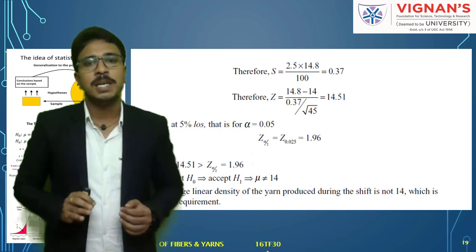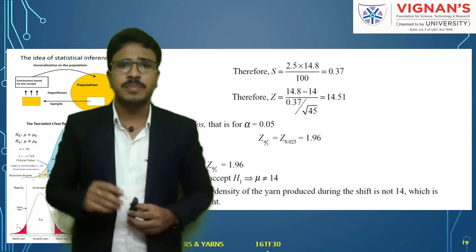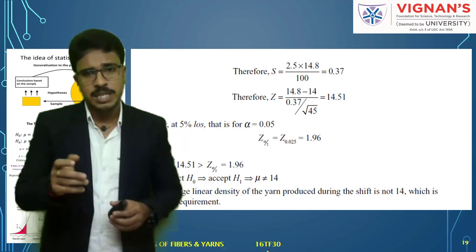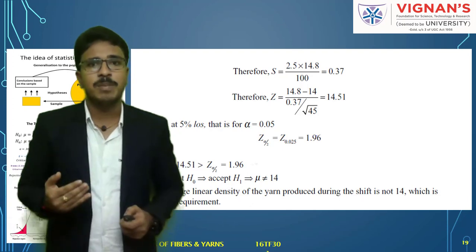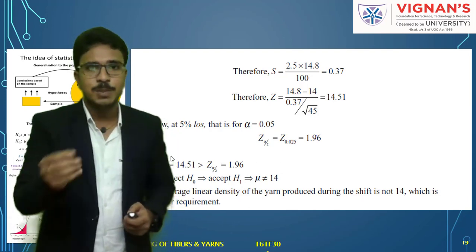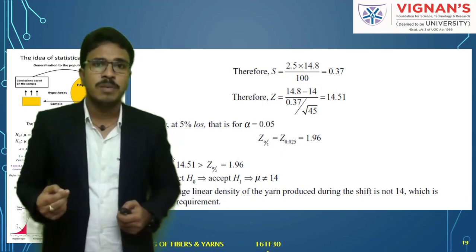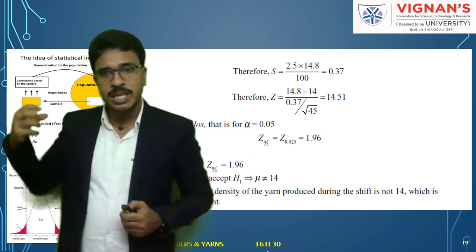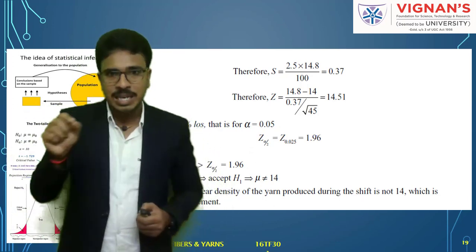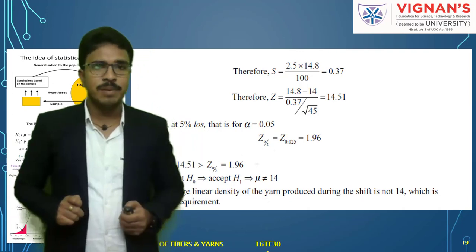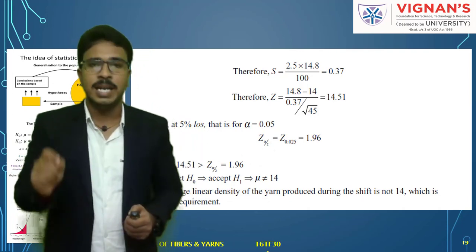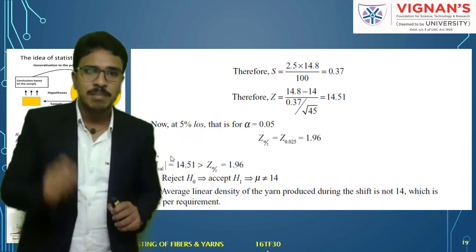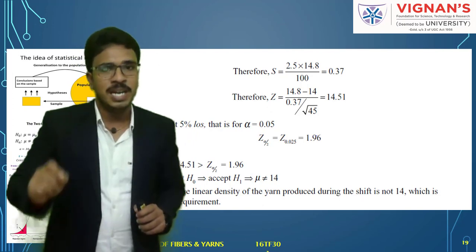So here you can see Z alpha by 2. This is the process of finding the table value: Z alpha by 2 is equal to Z of 0.05 divided by 2, which gives us 0.025. We go to the Z table, and under alpha 0.025 the value is 1.96. So that means at 5% level of significance, the table value of Z is 1.96.